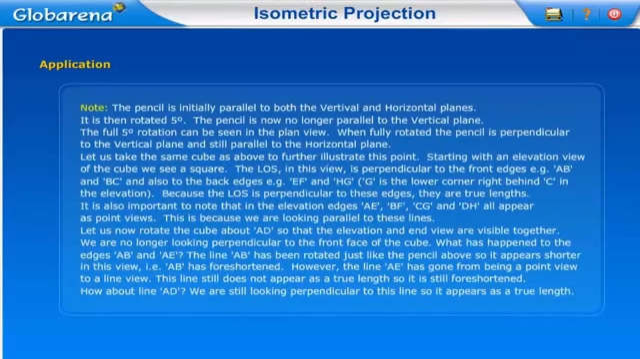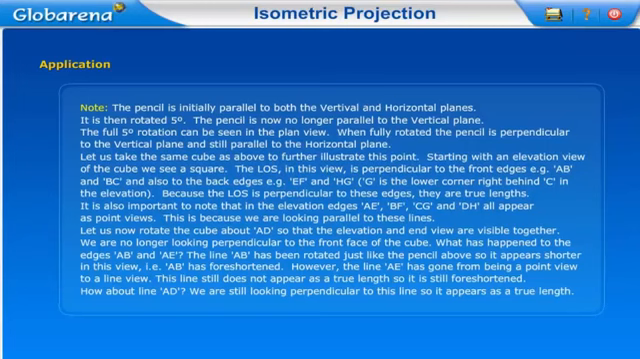Note, the pencil is initially parallel to both the vertical and horizontal planes. It is then rotated 5 degrees. The pencil is now no longer parallel to the vertical plane. The full 5-degree rotation can be seen in the plan view. When fully rotated, the pencil is perpendicular to the vertical plane and still parallel to the horizontal plane.